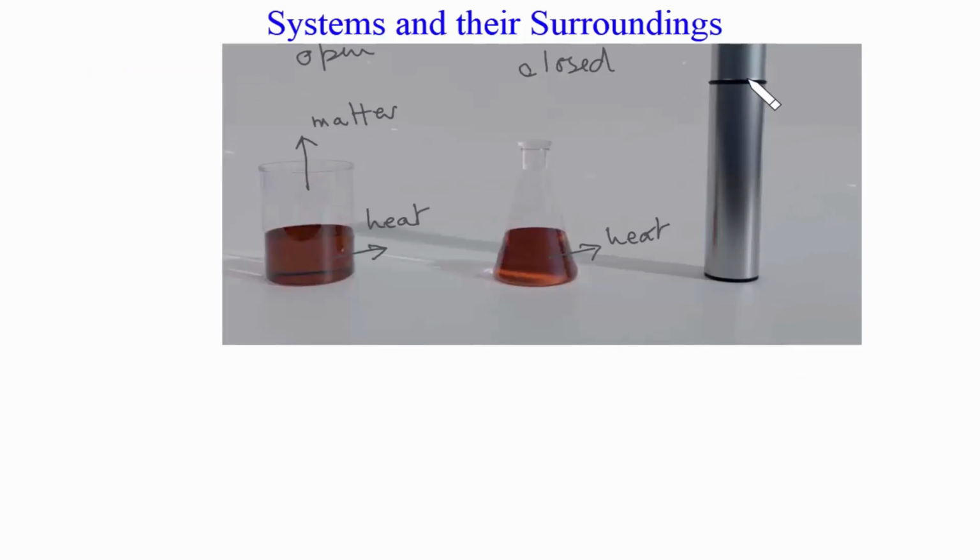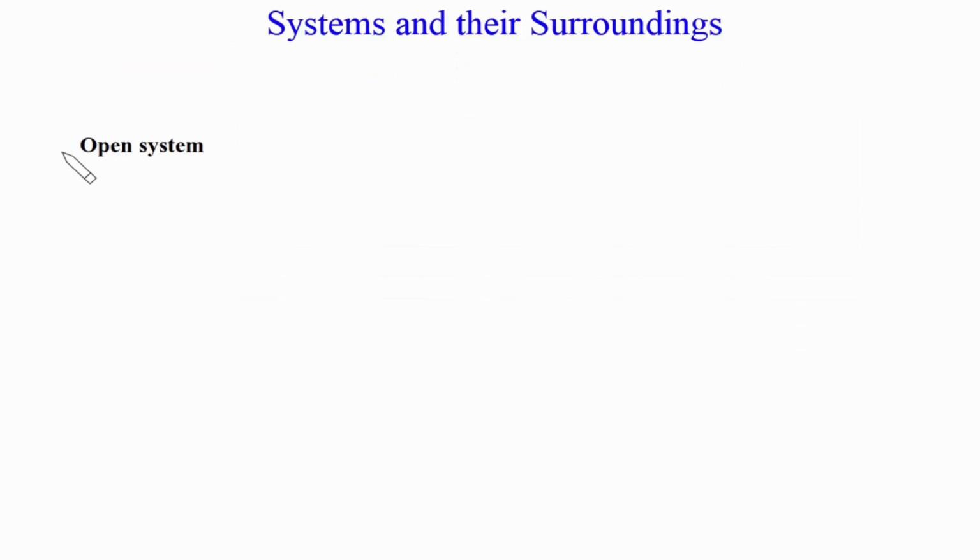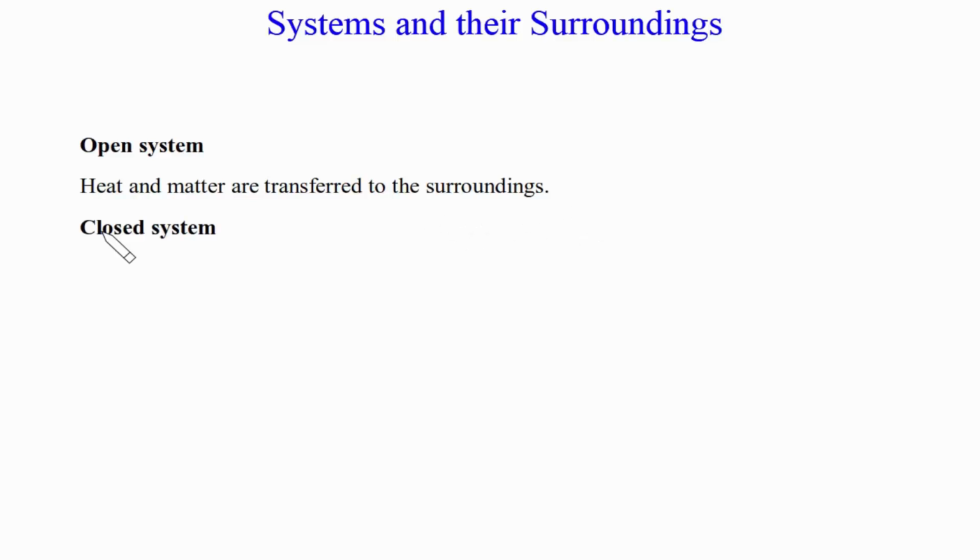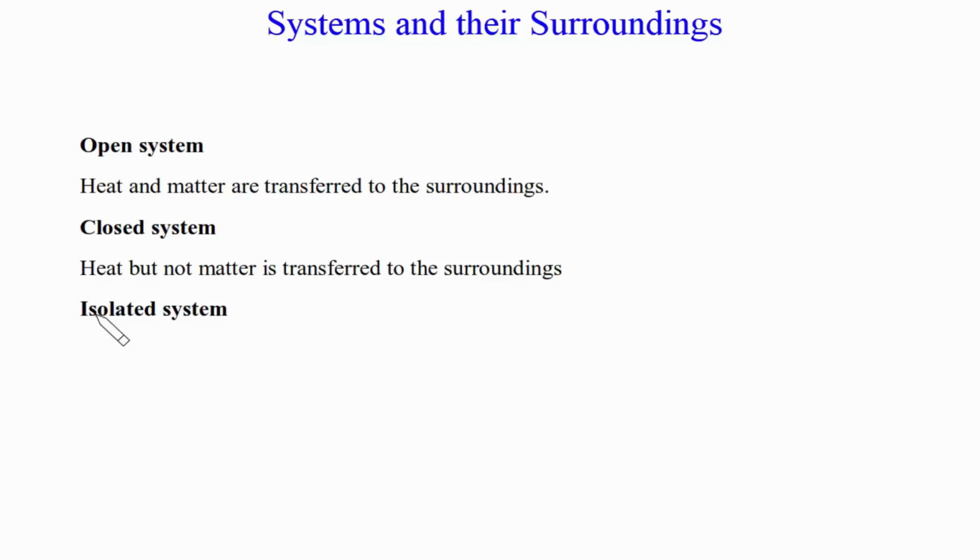So let's summarize. We have an open system, where heat and matter are transferred to the surroundings. We have a closed system, where heat but not matter is transferred to the surroundings. And we have an isolated system, where neither heat nor matter are transferred to the surroundings. So in this video we talked about a few concepts in thermochemistry. In particular, we talked about systems and their surroundings.